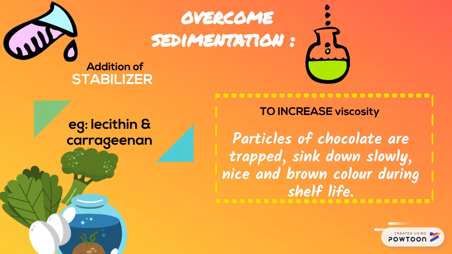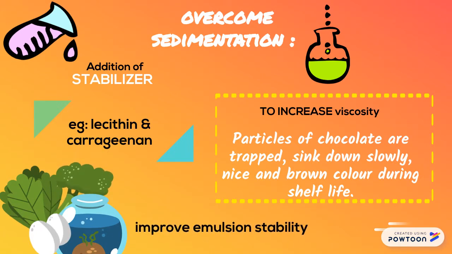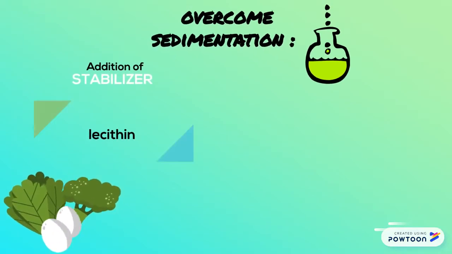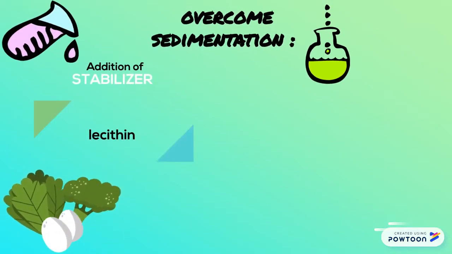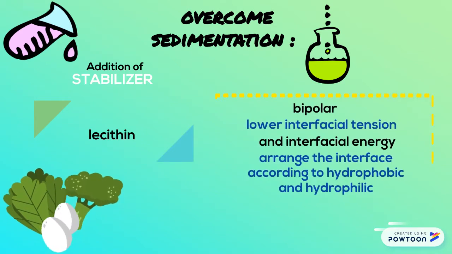In conclusion, addition of stabilizer is to improve the emulsion stability. Lecithin, which is a plant-based stabilizer, is usually added into chocolate milk. Lecithin is bipolar, which lowers the interfacial tension and interfacial energy by arranging the interface according to hydrophobic and hydrophilic.